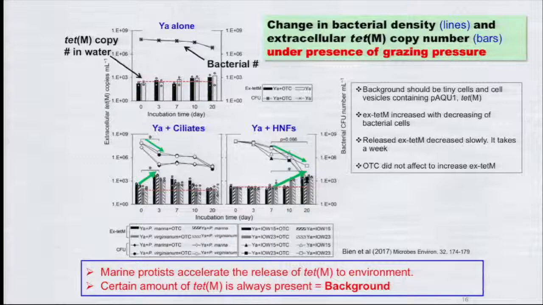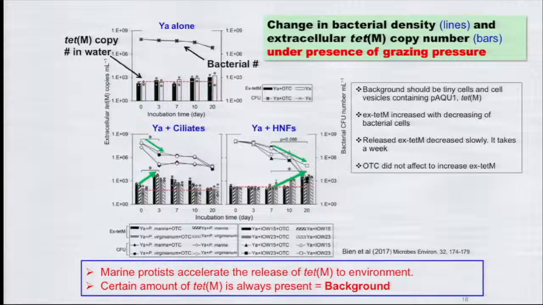We monitor the TET-M gene copy because this bacteria has only 1 copy of TET-M. So in this result, if you have YA strain only, bacteria only, the bacteria number is not changed through 20 days. And then the bar graph shows the TET-M copy number. Here, no change. But from initial, you have a positive TET-M copy number here.